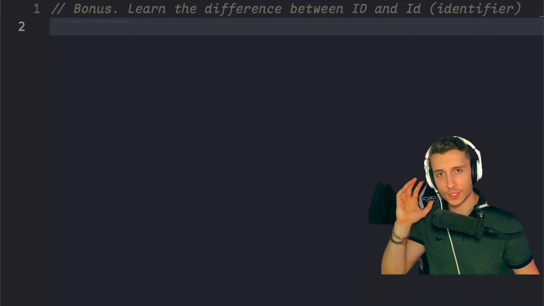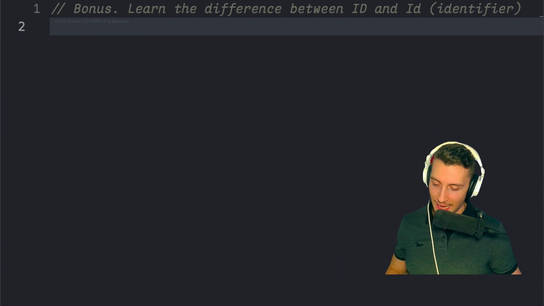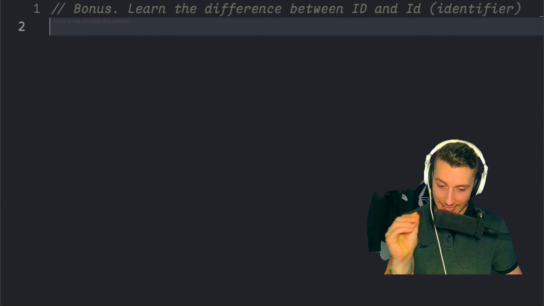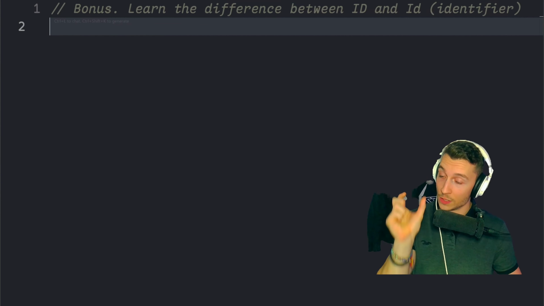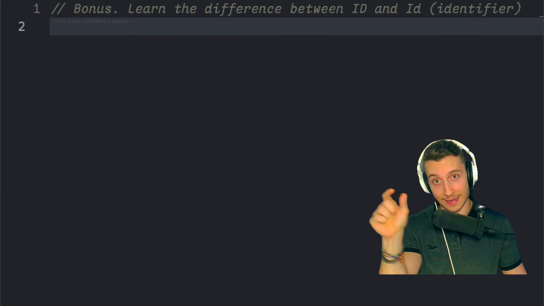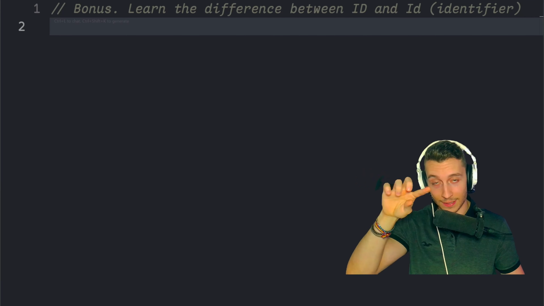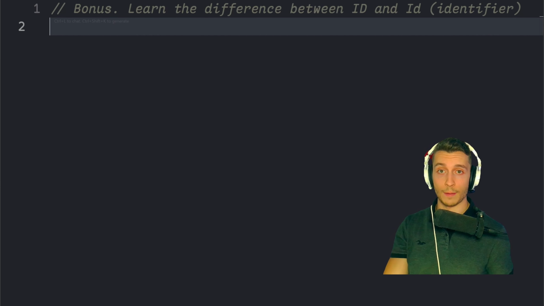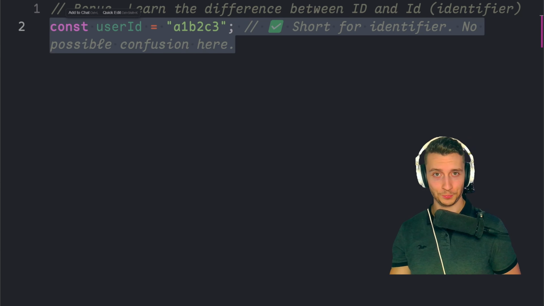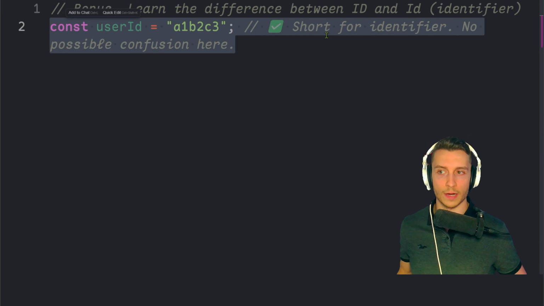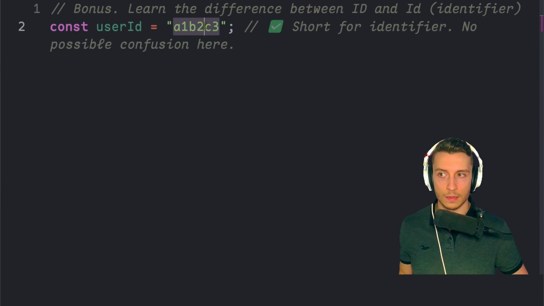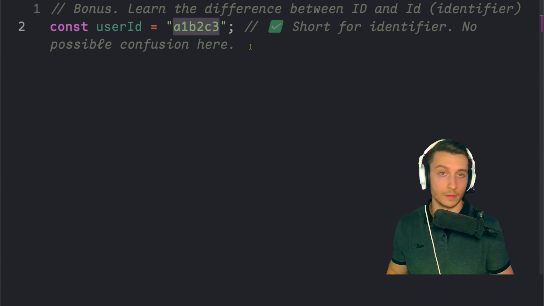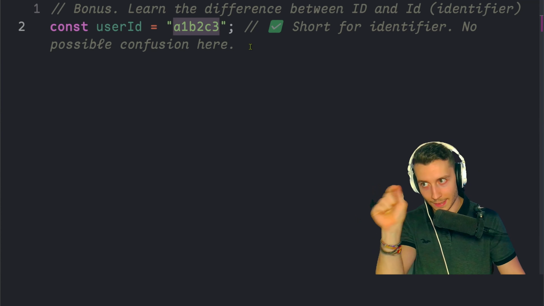And now I want us to look at a bonus. And this is an egregious one as well, which is using Id, meant to be short for identifier, as ID in capital letters, which is identity document. Let's take a quick look at what happens if I do this. Oh, okay. Short for identifier. Easy to understand that A1, B2, C3 is our user's identifier. Again, Id, short in lowercase.